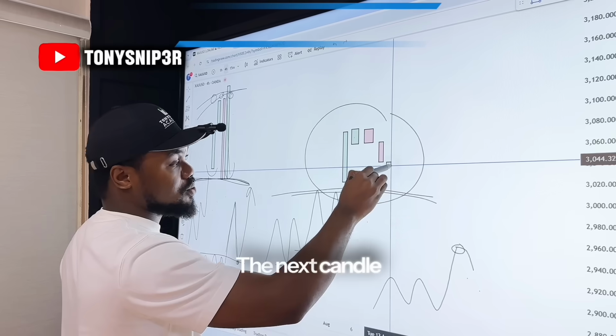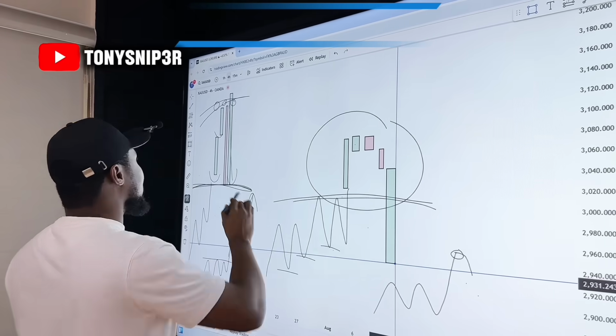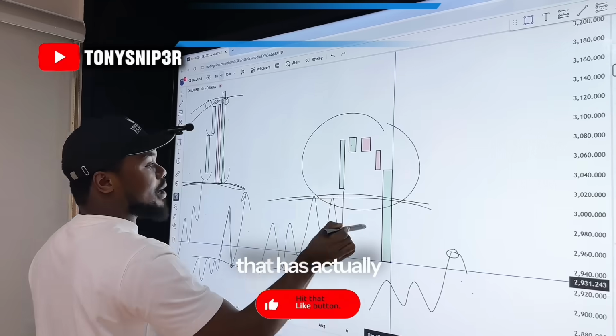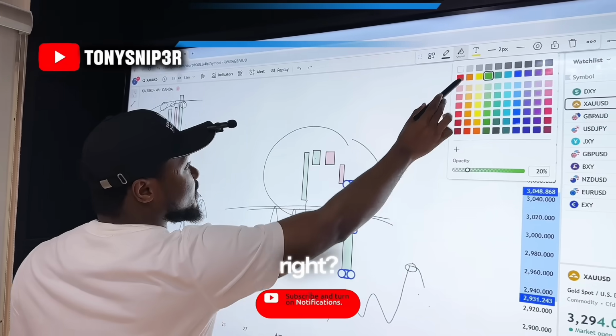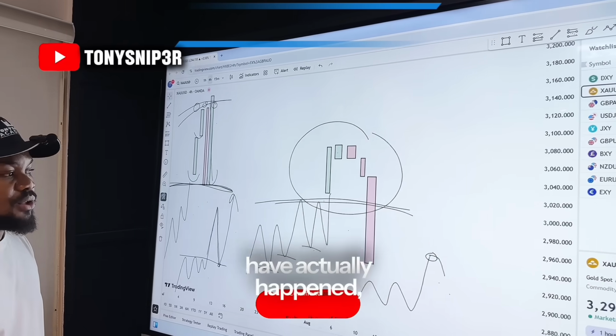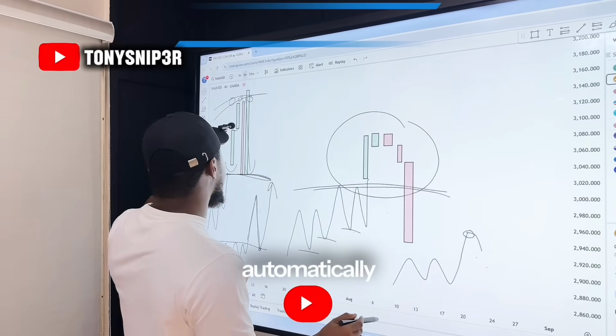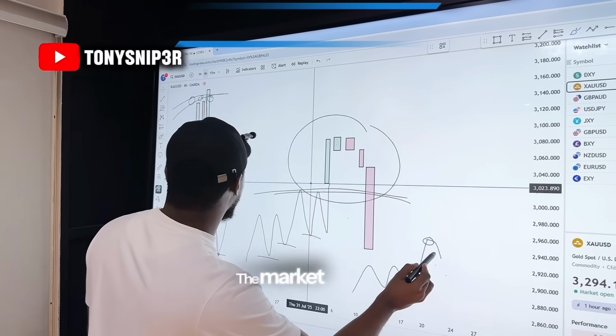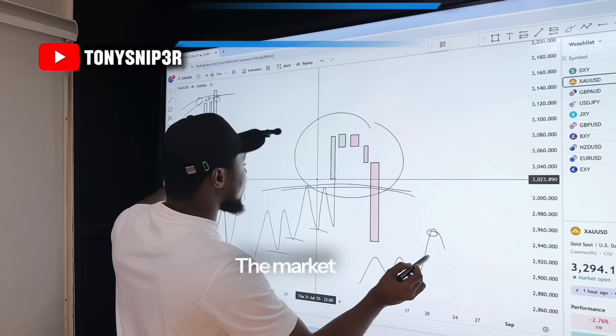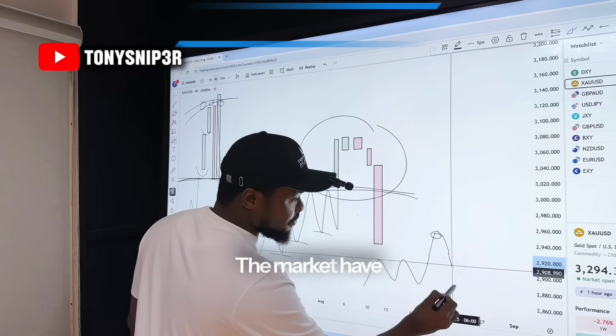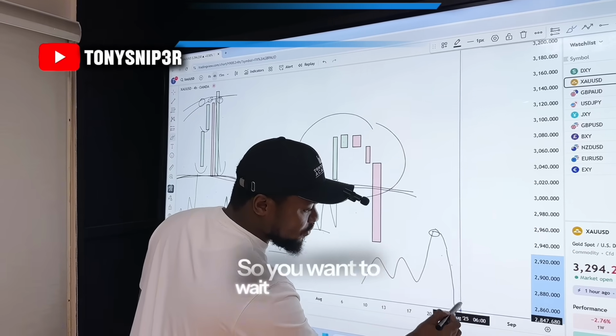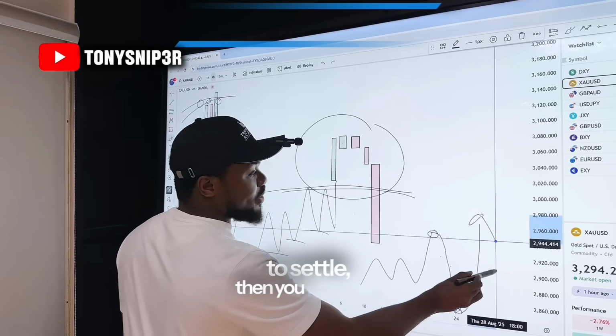The next candle will dip back inside here. Now, you see this dip that has actually happened, right? This dip that has actually happened, you carefully wait, because automatically what just happened? The market went back to hunt liquidity. The market has turned back. So you want to wait for the market to settle, then you buy back.